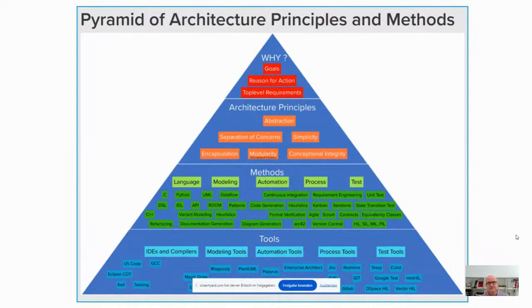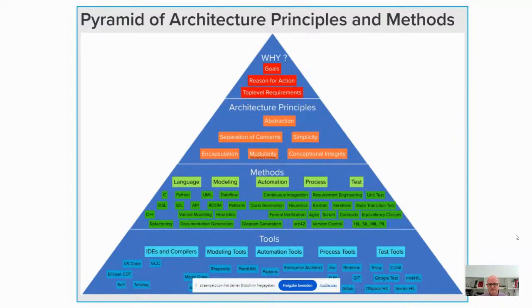So let's have a look at my little pyramid of architecture principles and methods. On top, there's always the why. Why do we want to do what we do? We need goals, we need reasons for action, we have top-level requirements. What do we want to produce and why do we want to produce it?